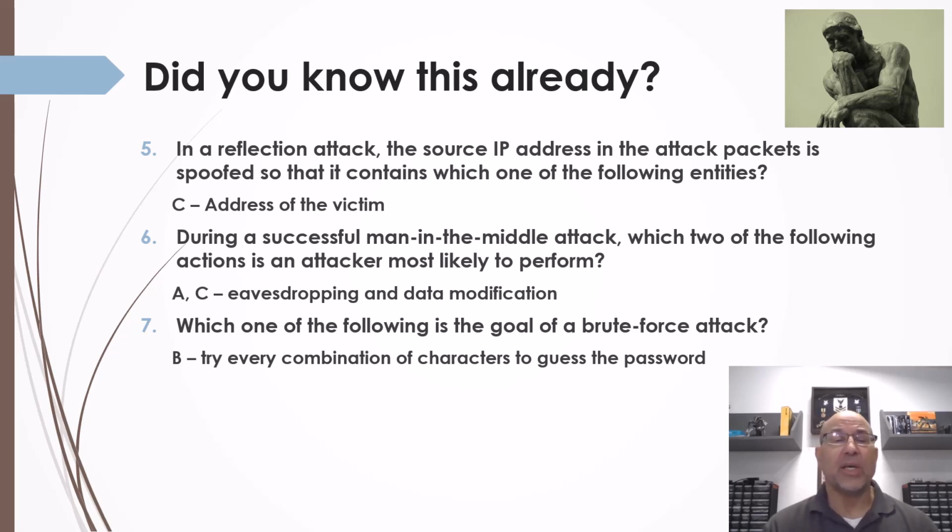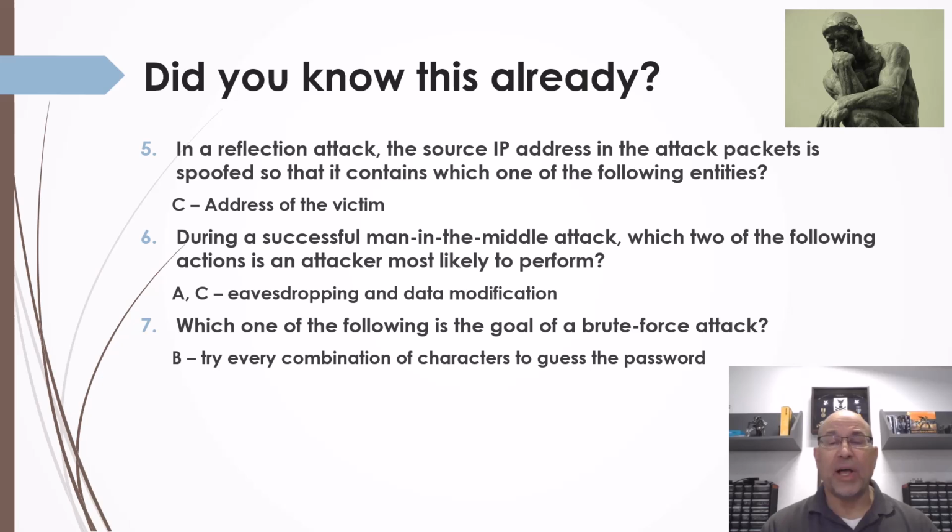Question number 6. During a successful man-in-the-middle attack, which two of the following actions is the attacker most likely to perform? Well, the whole reason for a man-in-the-middle attack is to do eavesdropping, so that was one. Now, the data modification part is the attacker has to complete the connection. So the attacker has to forward traffic between, say, the client and server.